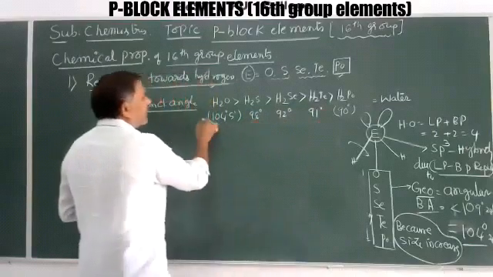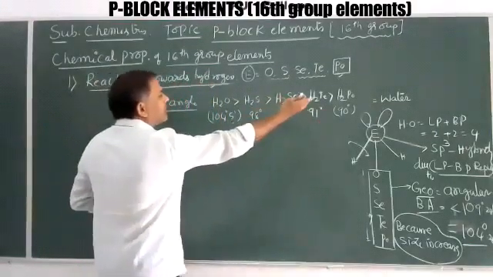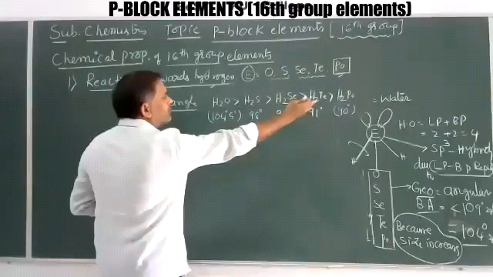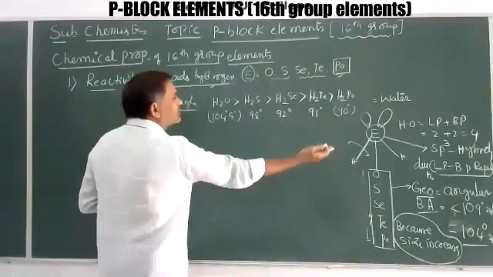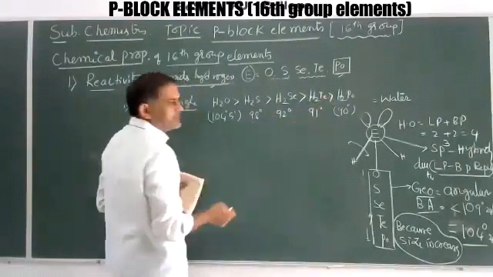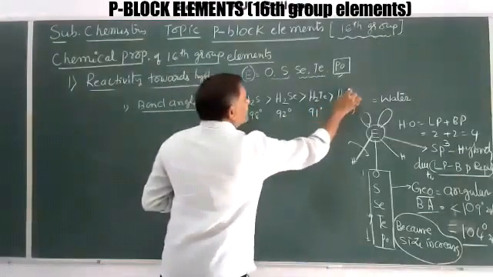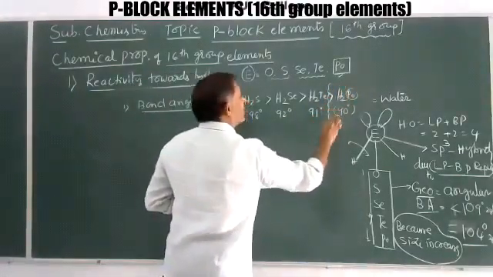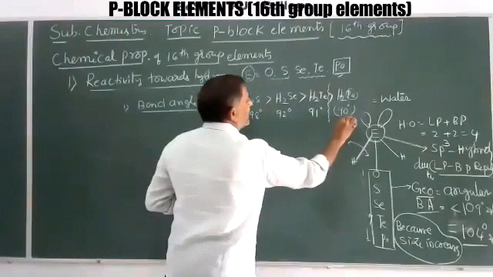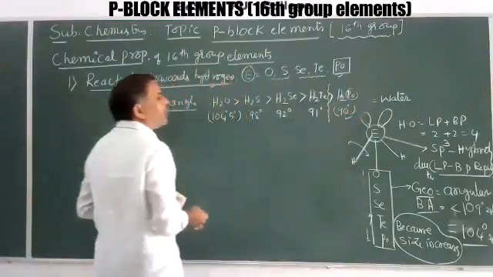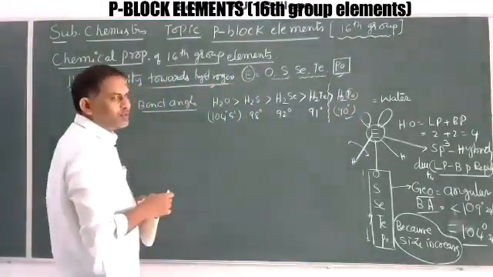From water to polonium hydride, the bond angle decreases because size increases. Polonium is generally a radioactive element, so generally we can consider up to here. Anyhow, H2Po is also given in our textbook. This is the bond angle story.